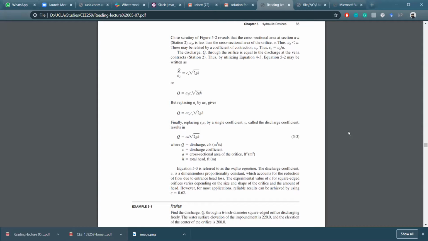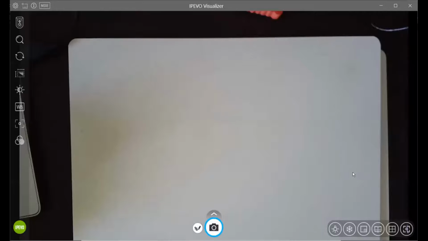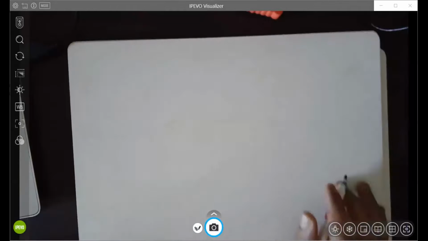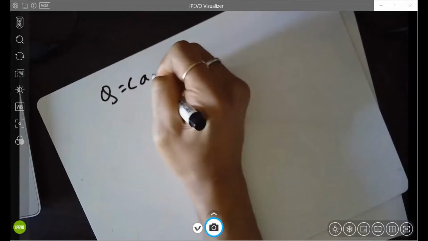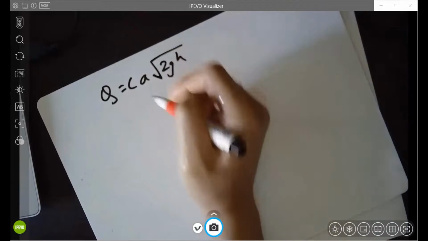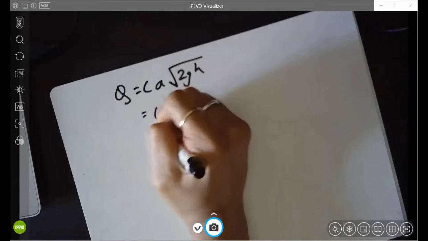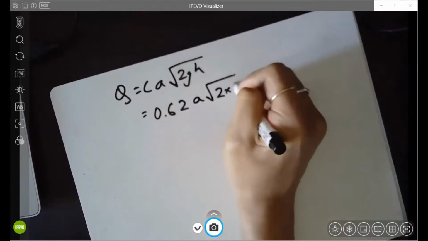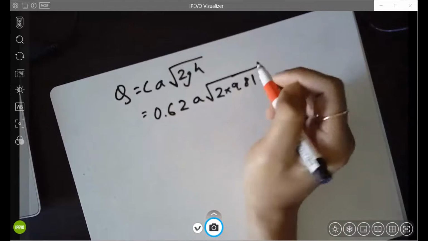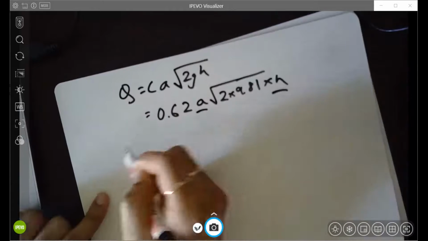Okay, let's start. So just plugging into the equation. What did it say? Find Q. Q is equal to the correction times A times root 2gH. Correction is 0.62, and you need to find the area, 2 times 9.81 times H. What is the head difference? You need to find H.